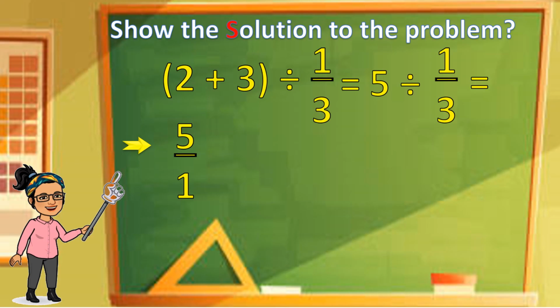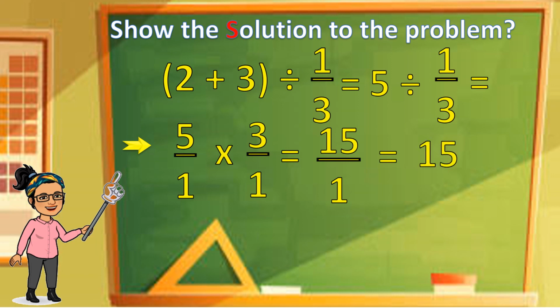How about the divisor 1/3? We get its reciprocal. So we have 3 over 1. And then we proceed with multiplication. Let's multiply the numerators now. 5 times 3 is equal to 15. How about 1 times 1? That's 1. Simplify. We have 15.